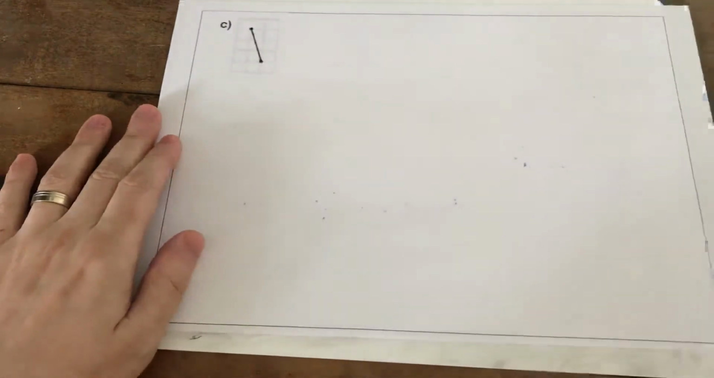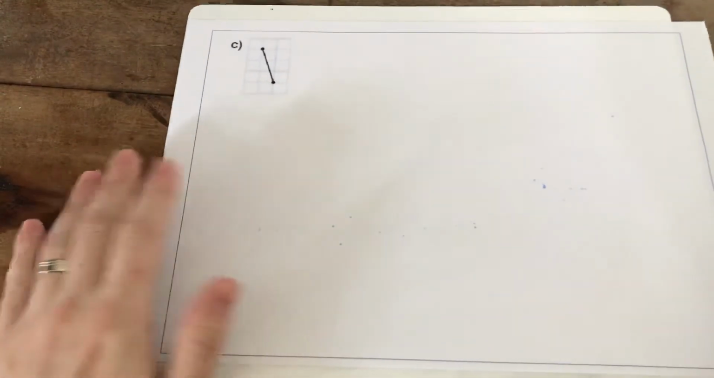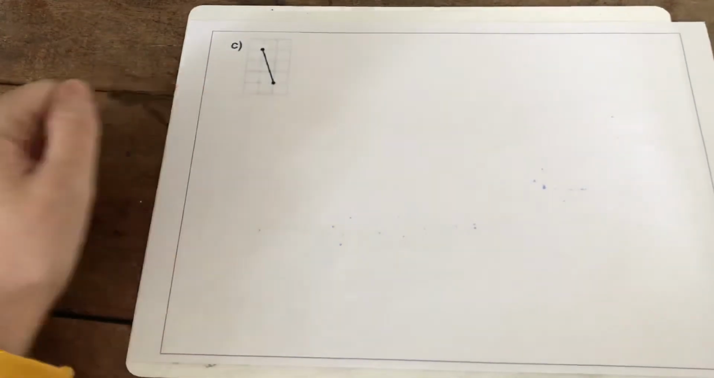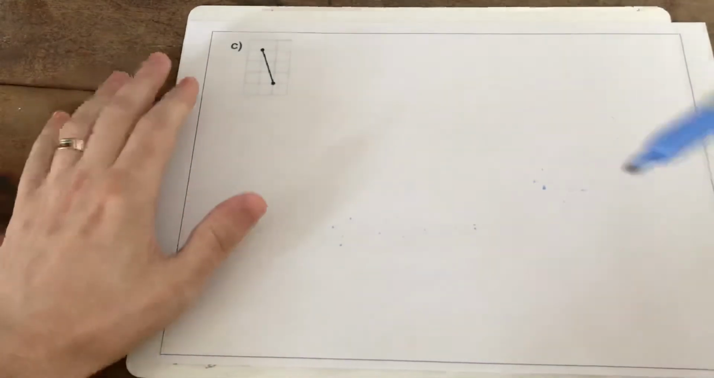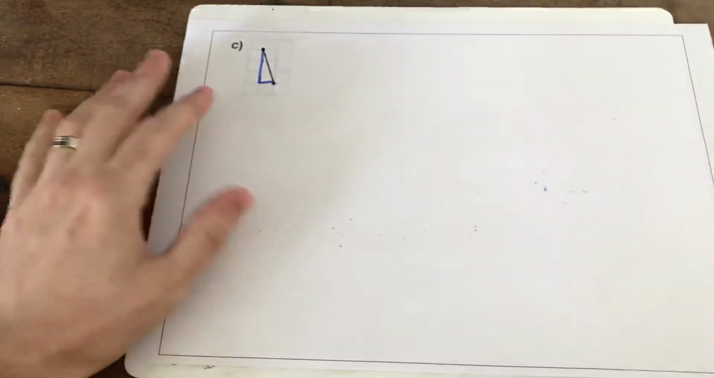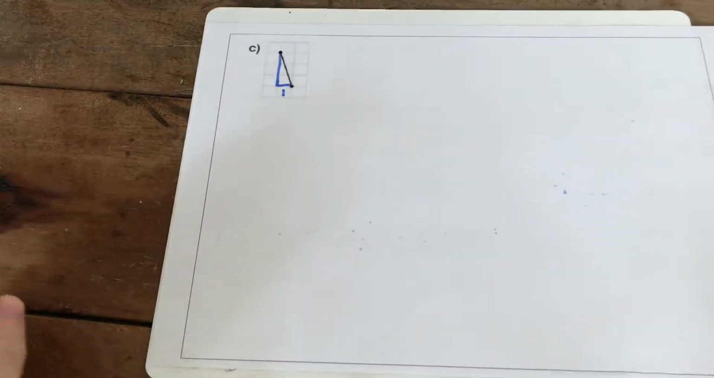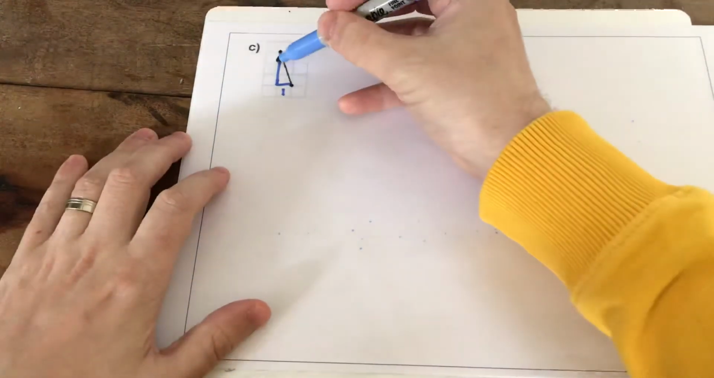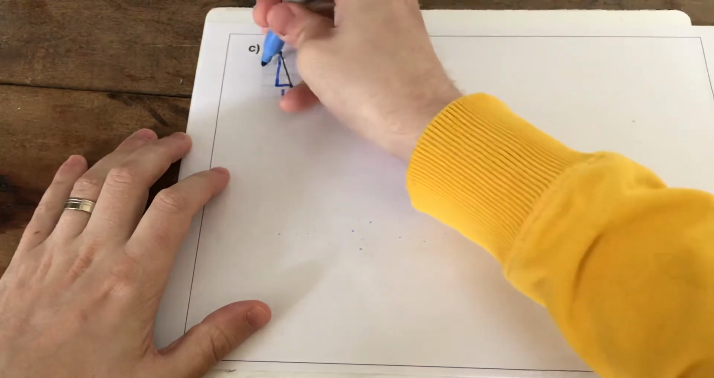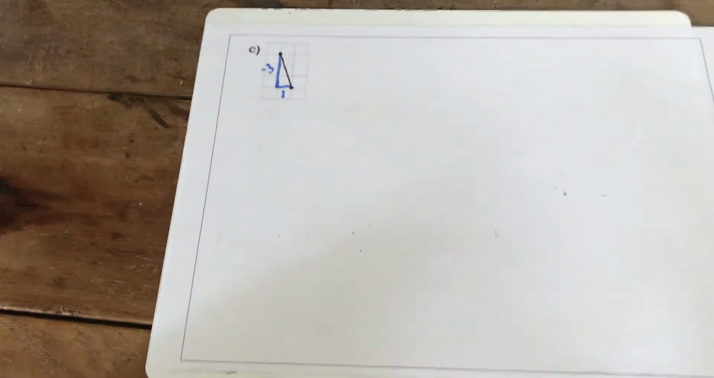Okay, I've chosen another problem here to work through just to help you get started. This is question C from the second page for you. So again, we draw on our triangle. If we have a look at this, our line has gone across 1, but it's gone down 1, 2, 3 squares. So we say it's gone down -3.